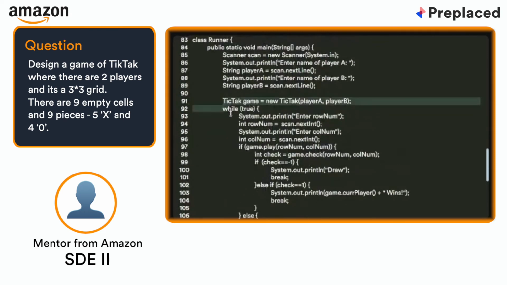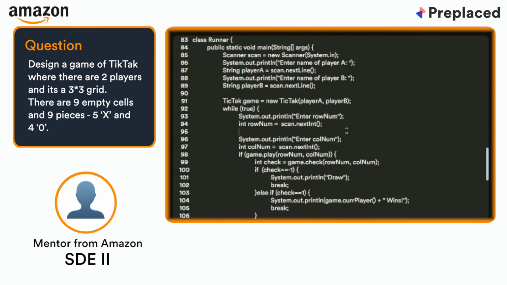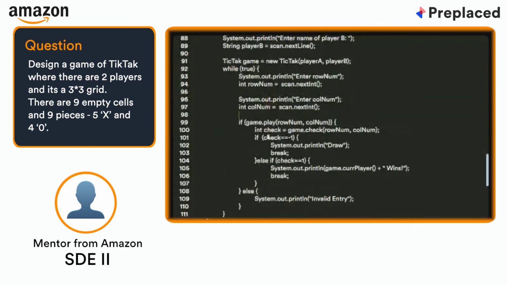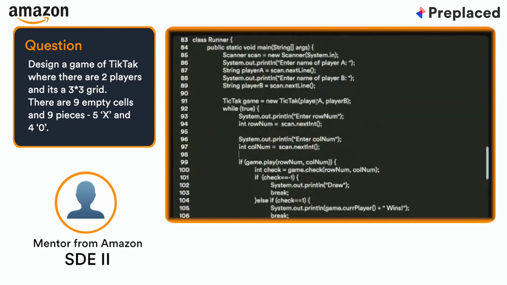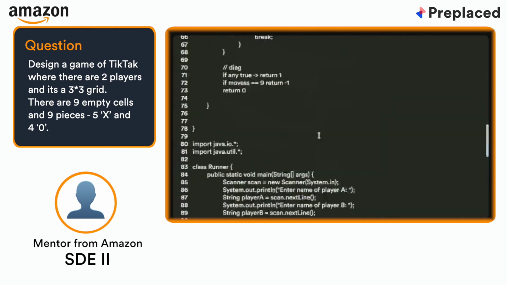Okay, one second. game.play, if you do that, please go to this play function. Let me just make it more readable. Initially I'll be defining row number and column number. Then I'll say game.play, passing row number and column number.